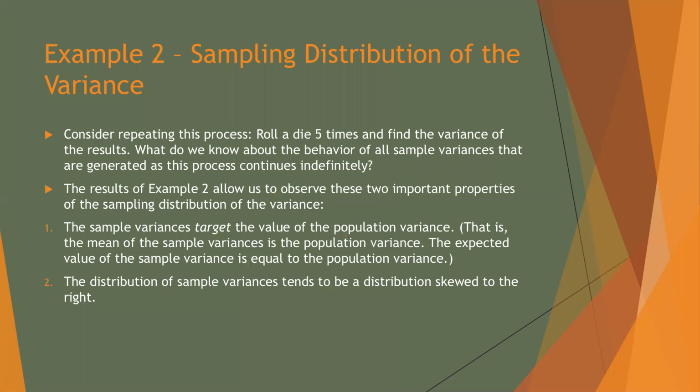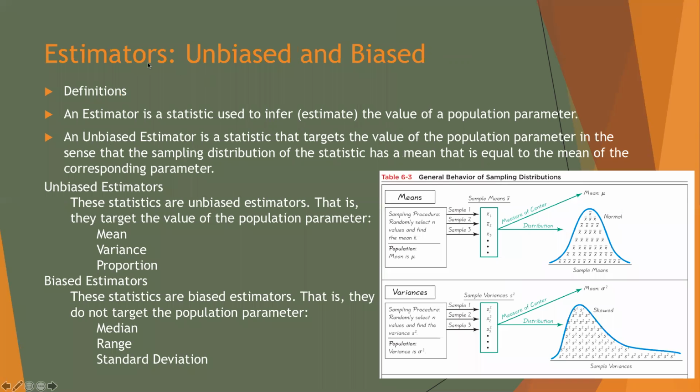The sample variance targets the value of the population variance. The distribution of the sample variance tends to be a distribution skewed to the right. Remember that means positively skewed. Now, unbiased and biased estimators. An estimator is a statistic used to estimate the value of the population parameter. That's basically what we're doing by doing all these trials. An unbiased estimator is a statistic that targets the value of the population parameter in the sense that the sampling distribution of the statistic has a mean that's equal to the corresponding parameter. So if you repeat these trials, the sampling distribution you get should target the population parameter's value if it's an unbiased estimator.